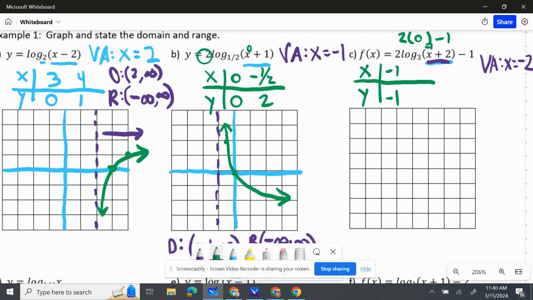Now looking at this, our base is 3. So what gives us a 3 would be a 1. 1 plus 2 is 3. When the bases are the same, it becomes 1. So 2 times 1 minus 1 gives us a 1.